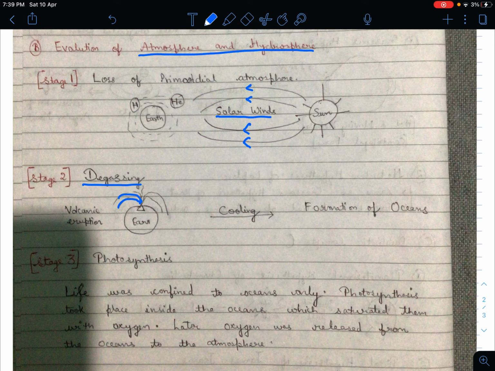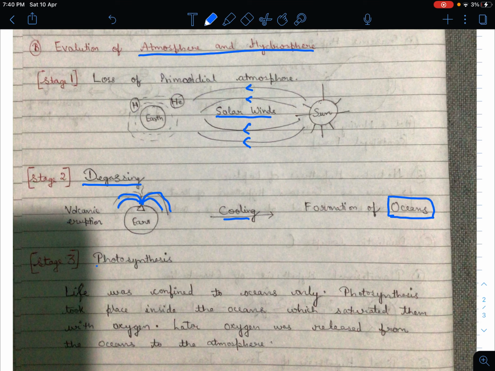Can you name which gas evolved from the volcanic eruptions? The answer is water vapor. So water vapor evolved from the volcanic eruptions, and when it got cooled, it led to the formation of oceans. So did you understand how the oceans were formed? When water vapor, which was evolved by the volcanic eruptions, got cooled, the water settled in the surface of the earth, the vacant surface, and it led to the formation of oceans.